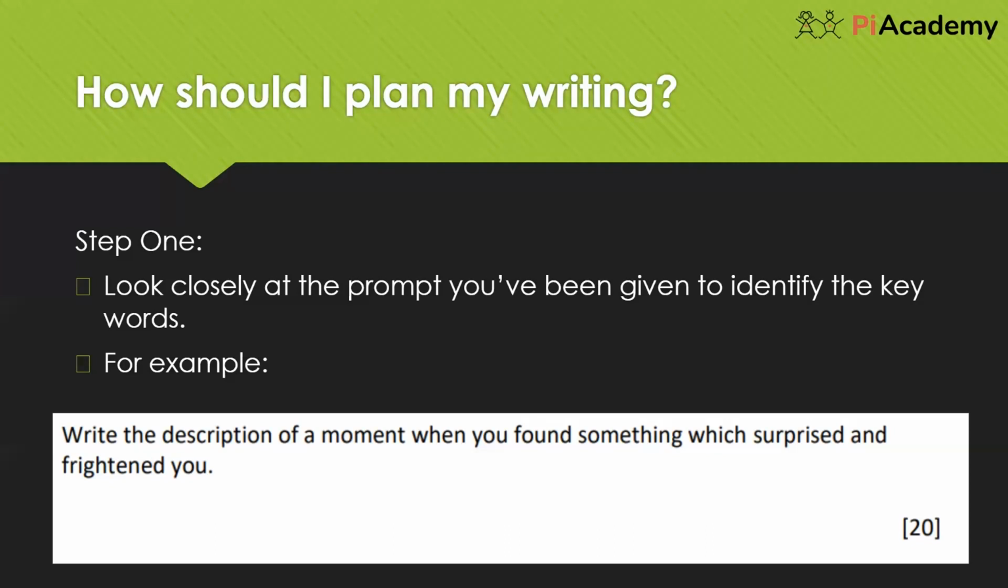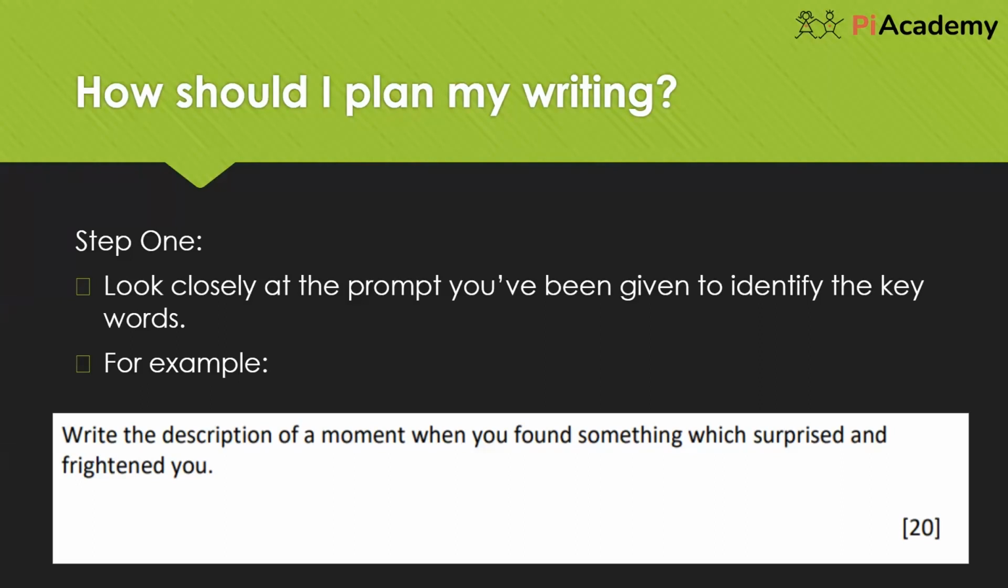Now, in this case, we know that we've got to write a description. So we know we're describing. We're not telling a story, we're describing. We have to find the key event. Found, that verb found tells us that we need to include the discovery of something. And then the emotions, surprise and frightened. Those are also keywords. They tell us the emotions that we should be conveying. So first of all, look at the prompt and identify its keywords. That's going to help guide you to what you need to include.